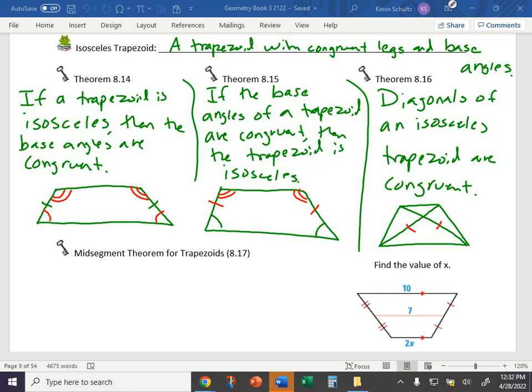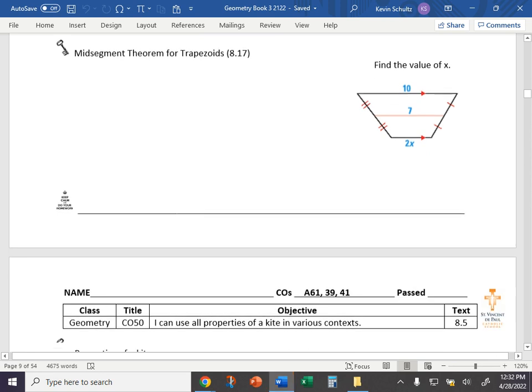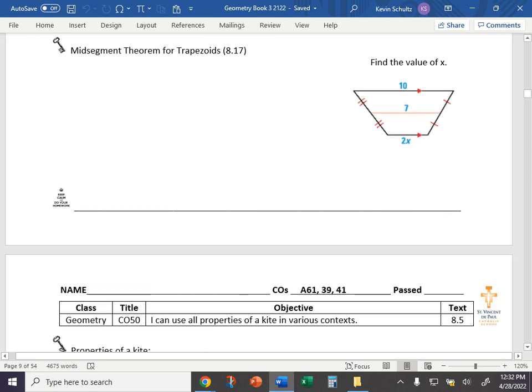Mid-segments. What does a mid-segment do? We've seen that word before in talking about triangles. What is a mid-segment? The diagram kind of gives you a hint here. That segment labeled 7 is a mid-segment. So what does a mid-segment do? A segment halfway between the two lines. It connects the midpoints of the two sides. So this segment connects the midpoints of the legs, and that's got the congruency markers there.